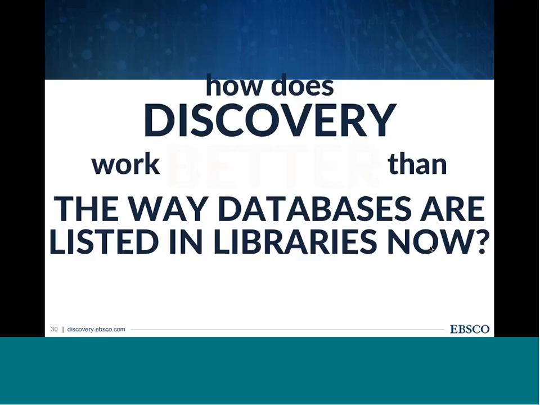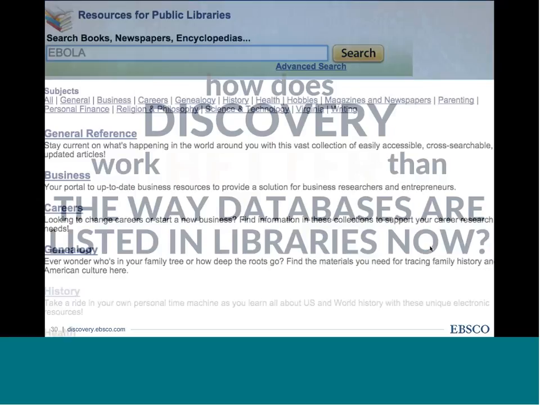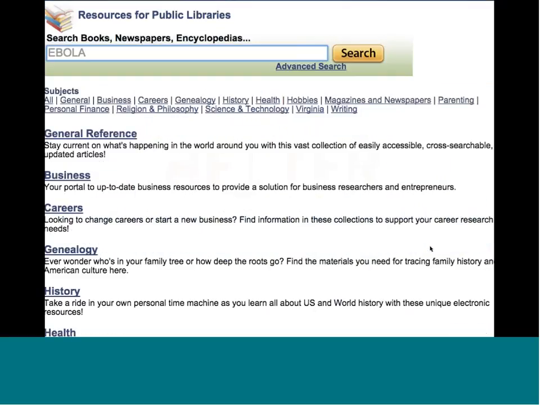So how does Discovery work better than the way databases are listed now? If this is the way that you're presenting your databases, then the issue that you have here is that you're forcing, if you go back to that book title, your users to think. And if I'm looking for reviews on an automobile, where do I look for Subaru? Is it under business? I'm not sure. Do I look under magazines and newspapers? Do I look under, I don't know, maybe science and technology? I'm not sure where to find that particular topic.